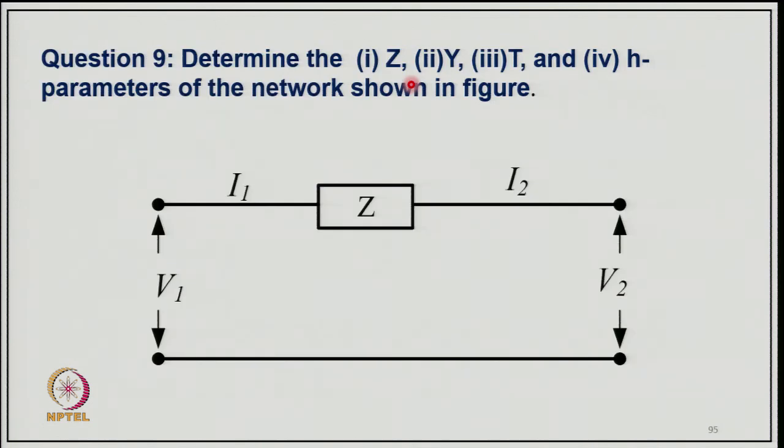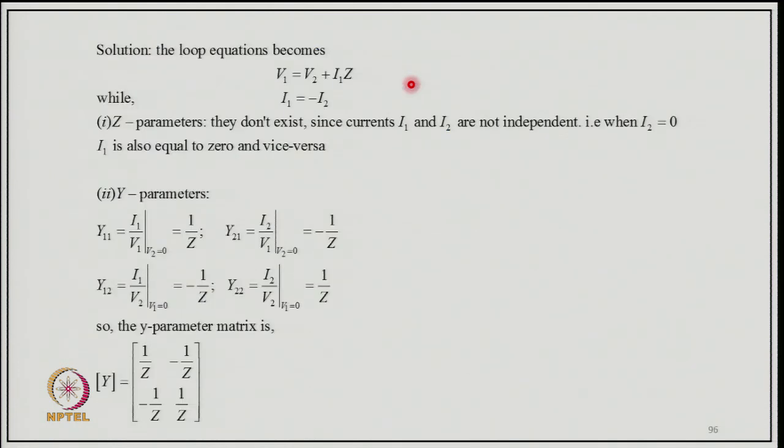Now, coming to question 9: determine the Z, Y, T and H parameters of the network shown here, where only one impedance Z is shown in series. So, the solution of the loop equation gives V1 equal to V2 plus I1 Z, and I1 equal to minus I2. So, Z parameters do not exist, since I1 and I2 are not independent. If I2 equals 0, then I1 is also equal to 0, and vice versa.